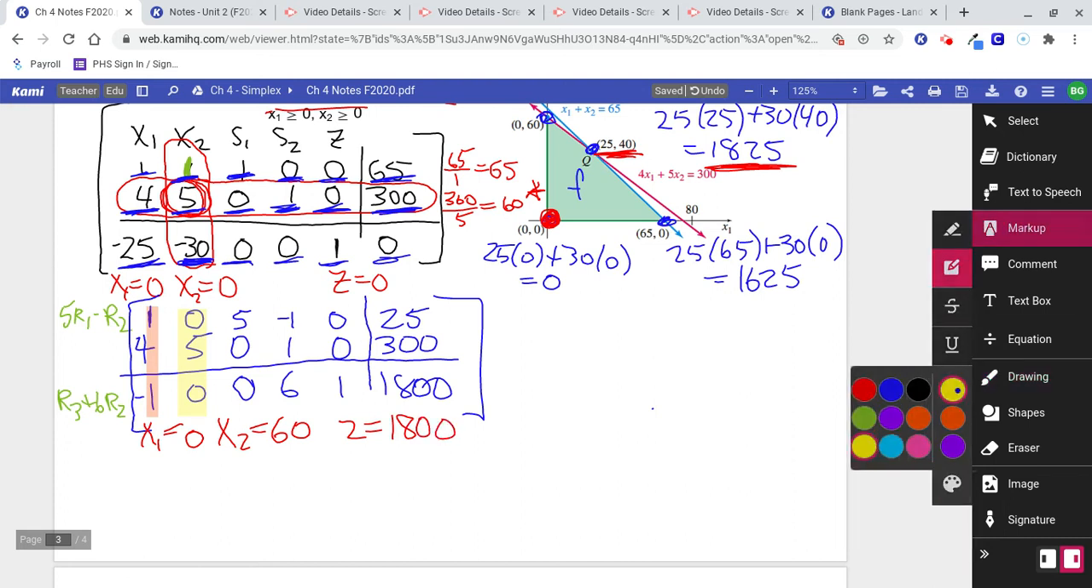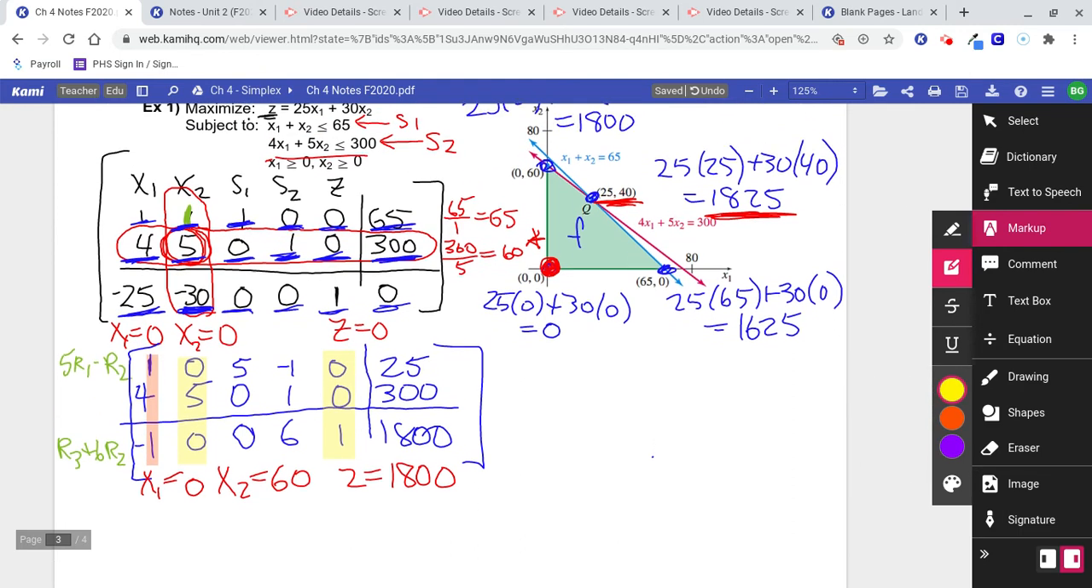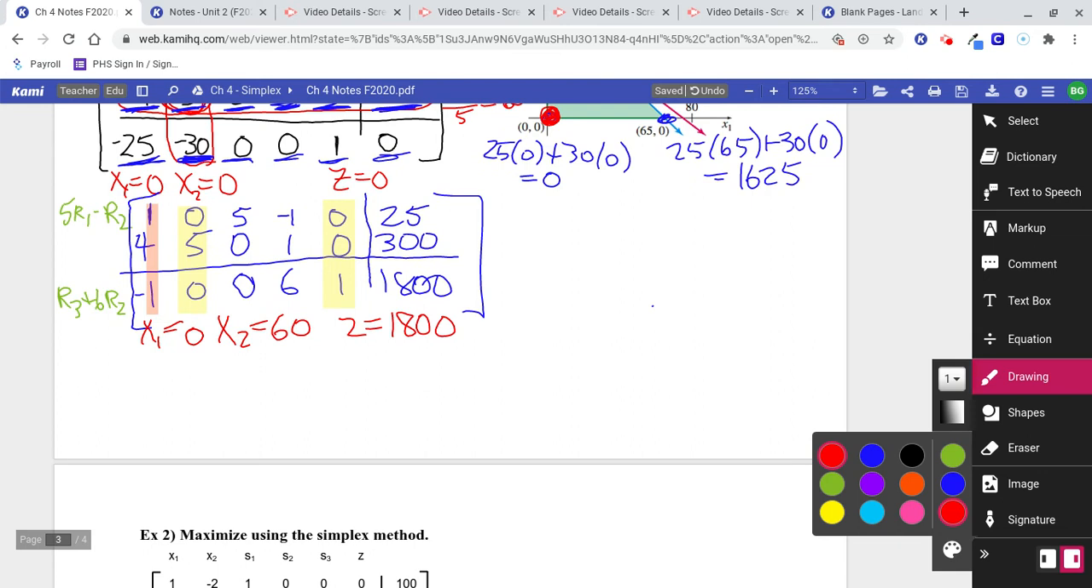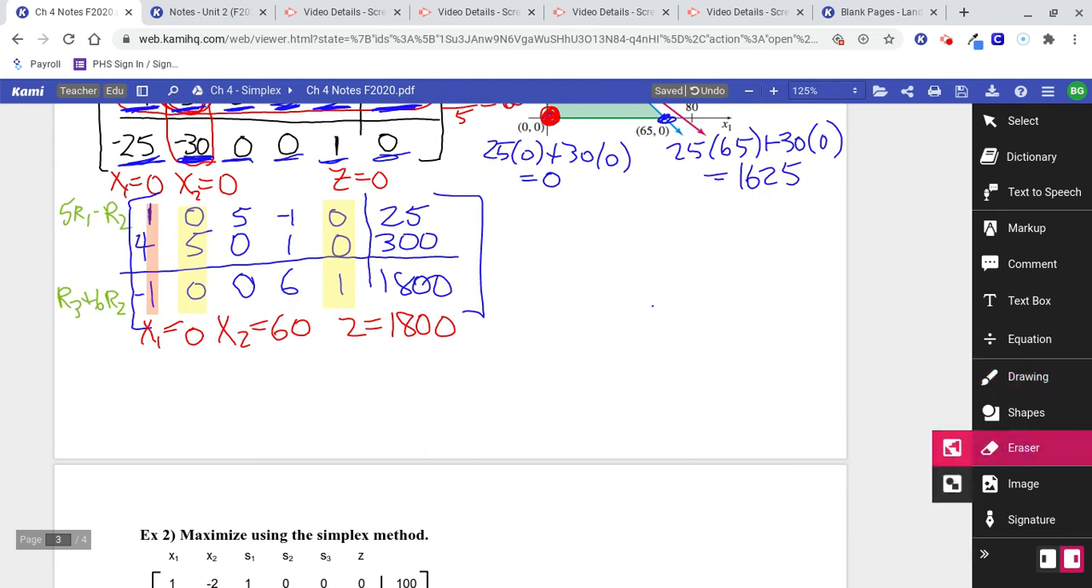Z is basic. Okay? So, if you look back at the graph, what we've just found was this corner right here. 0, 60 produced a value of 1800, but that wasn't the maximum. And you can tell it's not the maximum from your Simplex Tableau because I still see a negative on the bottom there. I'm going to erase this just to get more room. We're going to need to do this whole thing again, okay?